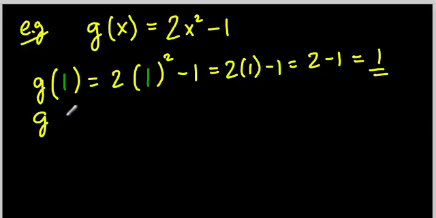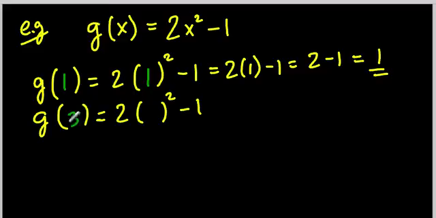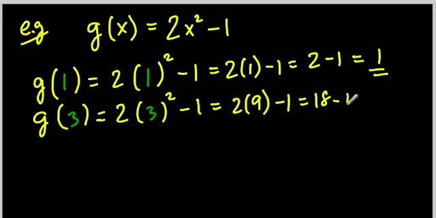Let's do g of 3. If I do g of 3, it's equal to 2 times, let me just do that again. It's 2 times something squared minus 1. And that something is the input, obviously, and that happens to be 3. Well, 3 squared is 9. So it's 2 times 9 minus 1. 2 times 9 is 18, so it's 18 minus 1, and that's equal to 17.